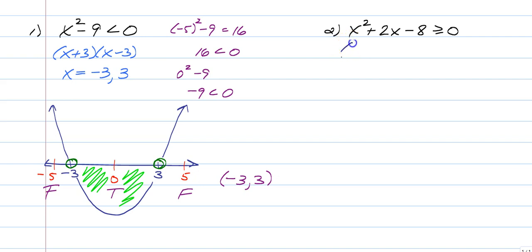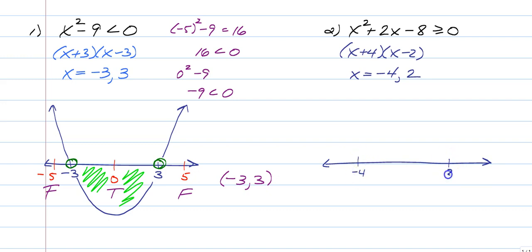So the first thing you should have done is factor this, and you're going to end up with x plus 4 and x minus 2. So x is equal to a negative 4 and a positive 2. So you should have created a number line, and you should have a negative 4 and a positive 2. Since this is greater than or equal to, you should have solid dots on negative 4 and 2.